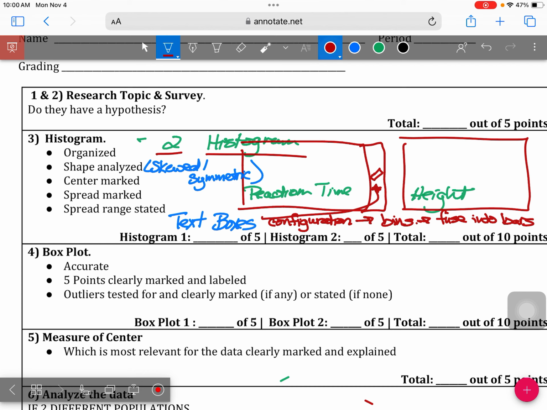Center is marked. That center could be the mean. It could be the median. It also could be the mode. If you remember, and I would probably include them all. Mode does not come up automatically with anything that CODAP has. So you probably are going to have to find it and add it into a text box. All right? Is everybody with me so far?